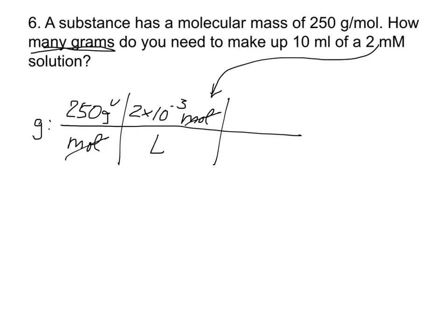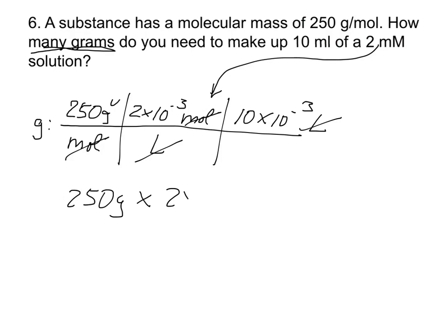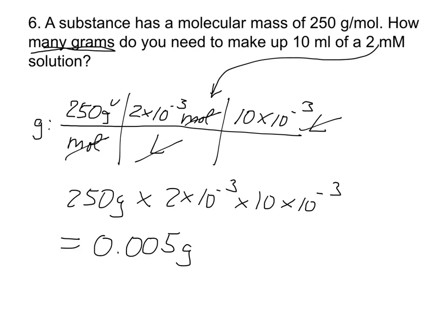Do we have liters anywhere? Yes, we have the liters in here, and we can write this 10 times 10 to the minus 3 liter. And again, we see that the liters cancel out. So we have 250 grams times 2 times 10 to the minus 3 times 10 times 10 to the minus 3. And if we put that in the calculator, we get 0.005 gram, which of course would be the same as 5 milligram.